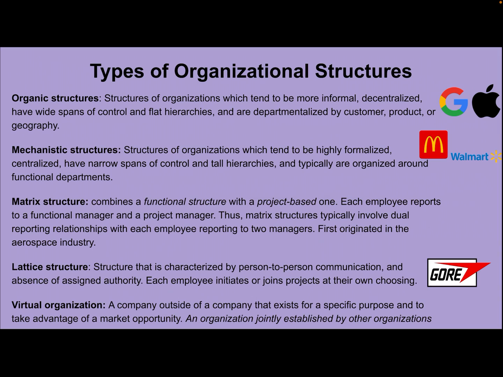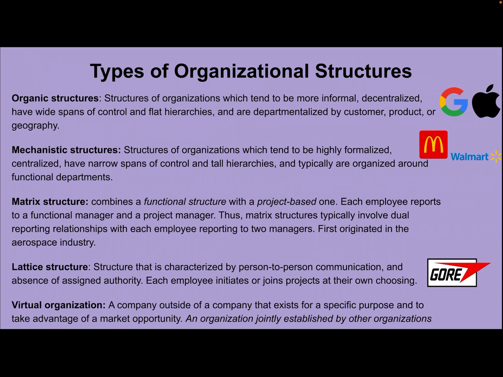All right, so those are all the different dimensions of the organizational structure that we talked about, the different things that can change in terms of structure. Now let's talk about general types of organizational structures. So we put together all those dimensions to create some types. There are organic structures, which are structures of organizations which tend to be more informal, decentralized, wide spans of control, flat hierarchies, and are departmentalized by customer, product, or geography.